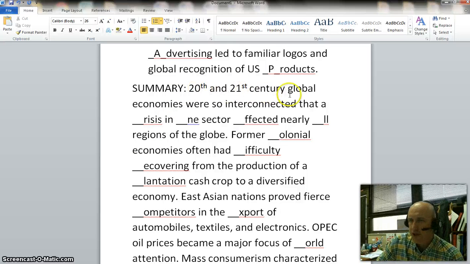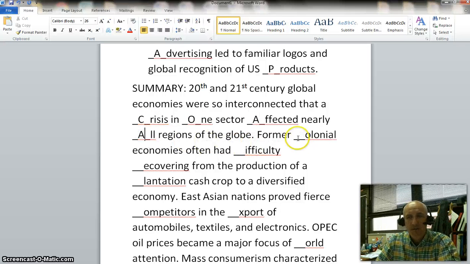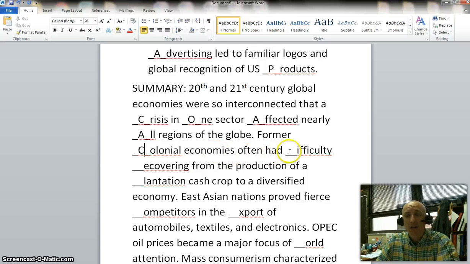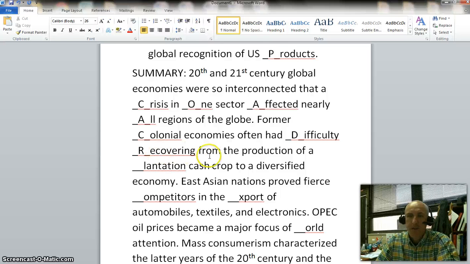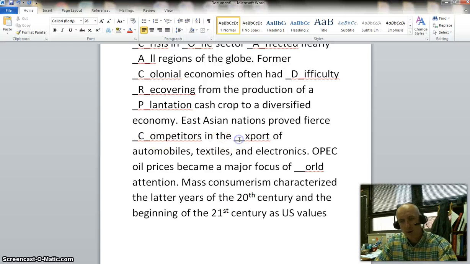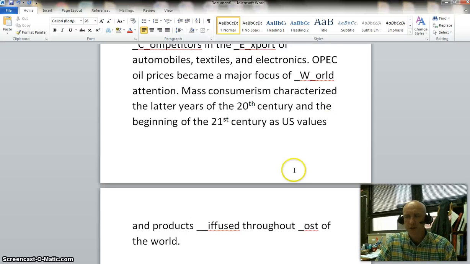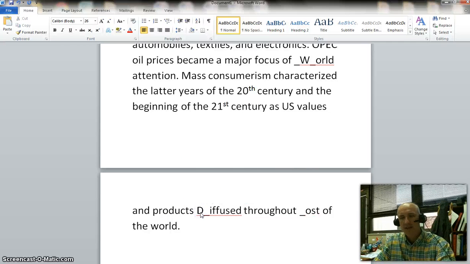The 20th and 21st century global economies were so interconnected that a crisis in one sector affected nearly all regions of the globe. Former colonial economies had often had difficulty recovering from the production of a plantation cash crop to a diversified economy. East Asian nations proved fierce competitors in the export of automobiles, textiles, and electronics. OPEC oil prices became a major focus of world attention. Mass consumerism characterized the later years of the 20th century and the beginning of the 21st century as U.S. values and products diffused throughout most of the world.